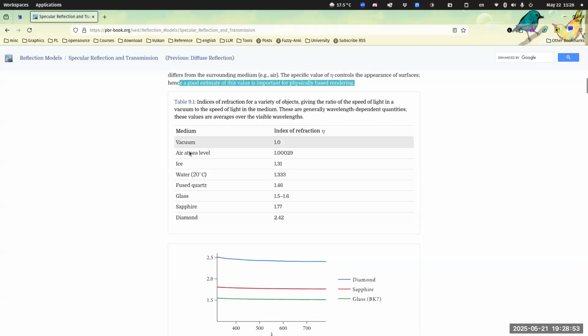Some common values: vacuum is 1, just because of the light speed, and air at sea level is almost 1. Ice and water have somewhat higher values. Glass is higher, and diamond is really high, basically.